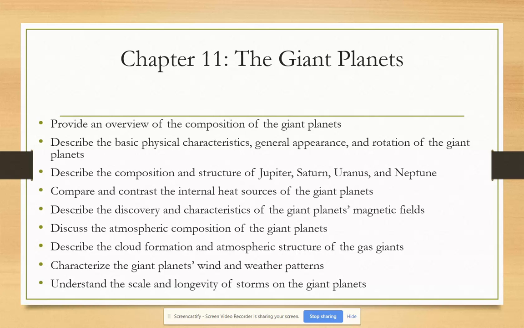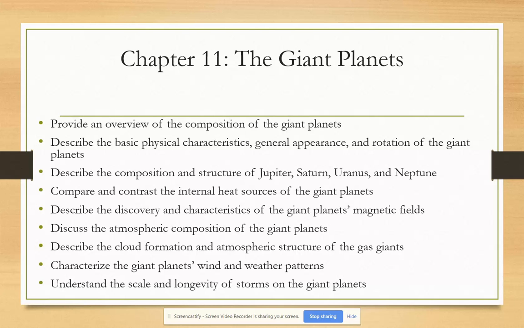The winds we've already talked about. Scale and longevity of storms. I wanted to clarify this. I talked about the Great Spot on, no, that's the Great Red Spot.